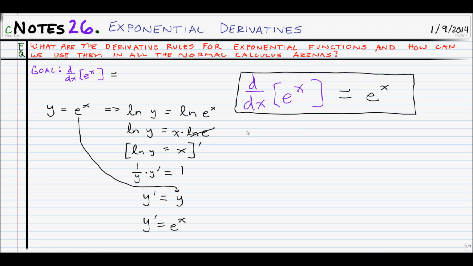So what's awesome about this? e to the x is its own derivative. It is efficient. Not that that's something you necessarily want to aspire to. Little kids don't grow up saying, I want to be my own derivative when I grow up. No, that's dumb. That doesn't make any sense.